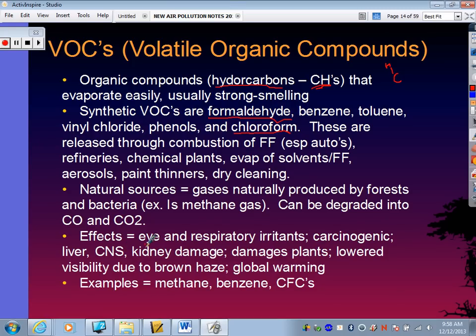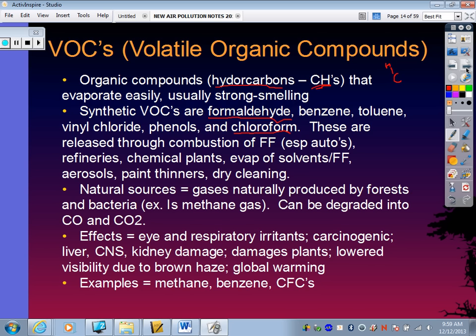Effects of VOCs. They can cause respiratory irritation. Some of them are carcinogenic, meaning that they can lead to cancer. Some of them can cause liver, central nervous system, and kidney damage. They can damage plants, especially at the ground level. Lowered visibility due to brown haze and global warming. And again, some more examples are methane, benzene, and some CFCs. So kind of that stinky stuff.